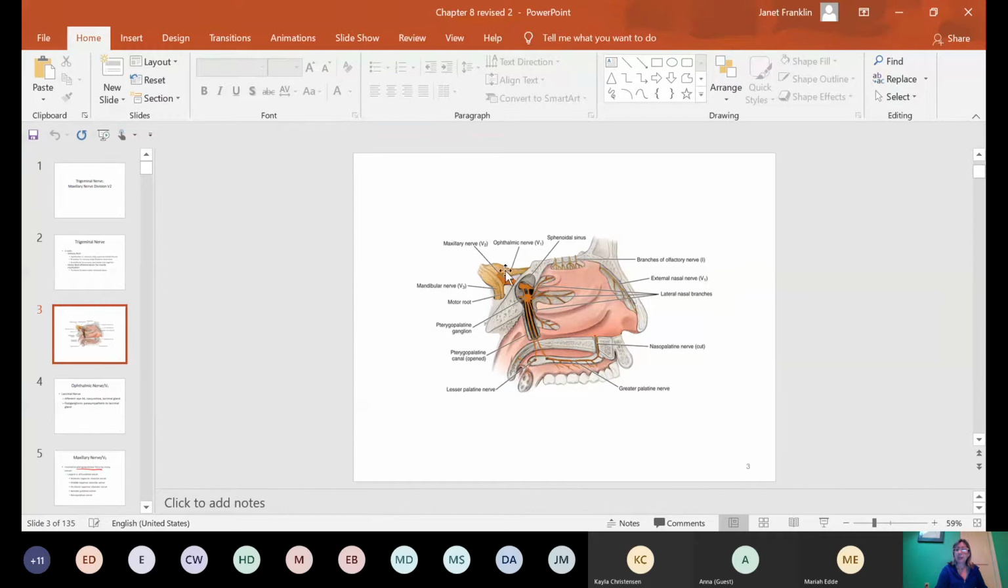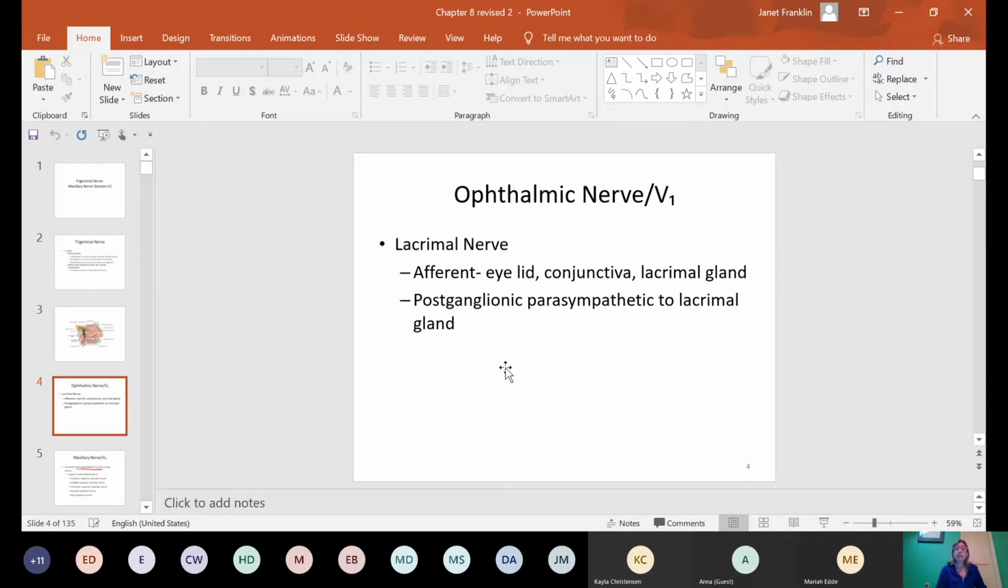This is the ophthalmic division up at the top. It's going to be up on the top. It's going to run toward the eye. This is the maxillary division right here in the middle. And then this is the mandibular. So you can kind of see the maxillary is going to go to the maxilla, mandibular is going to drop down and go to the mandible. And we'll see that a little more clearly in the next coming slides. So the ophthalmic nerve, or V1, it's division 1, is afferent for the eyelid, the conjunctiva, the lacrimal gland. So it's going to move up to the eye.